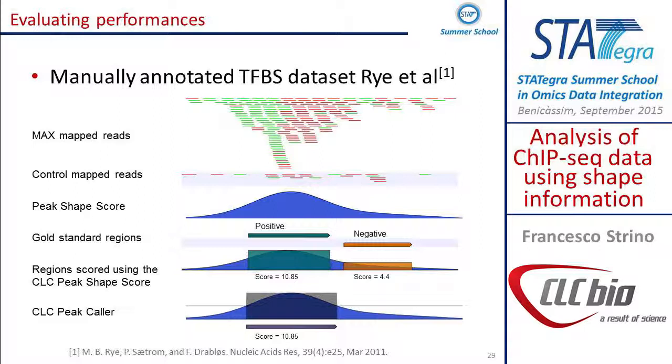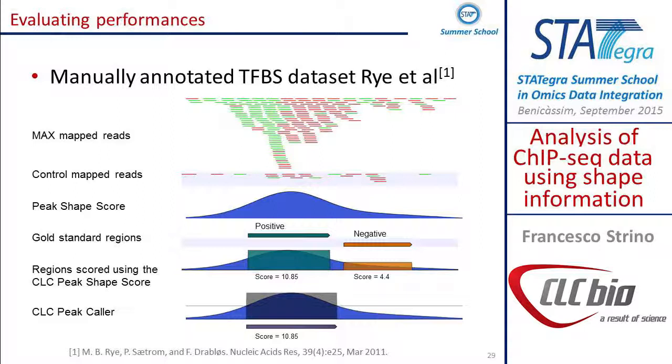And so in this case, I'm looking at a transcription factor called Max. And so here I have the experiment and the control. And so if you run the algorithm, we will get this sort of nice peak shape score, and it will find that the center of the peak should be somewhere around here.